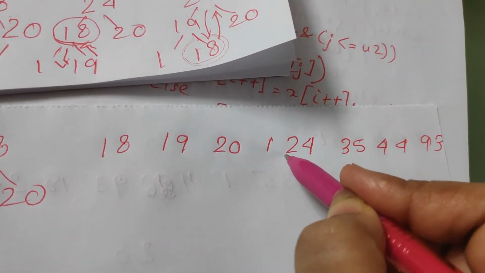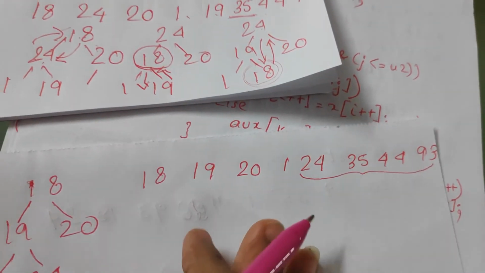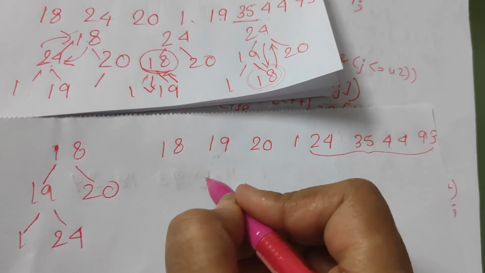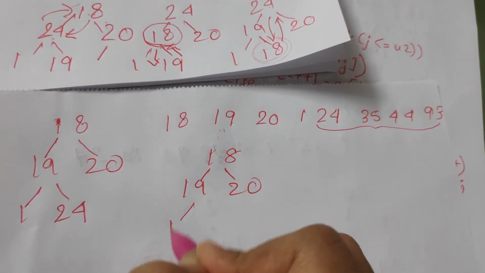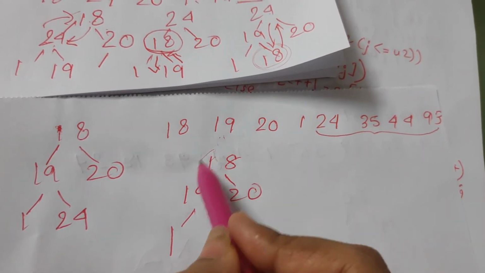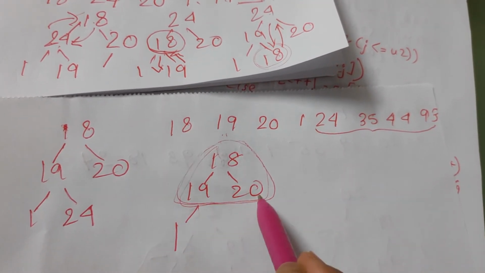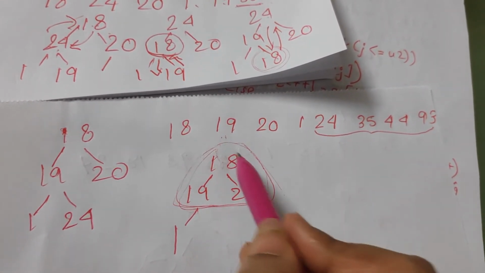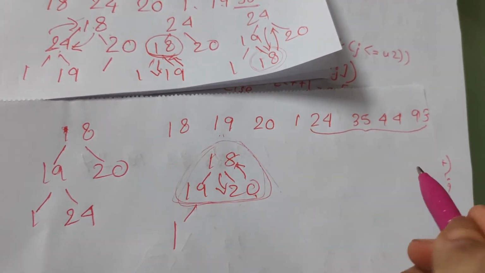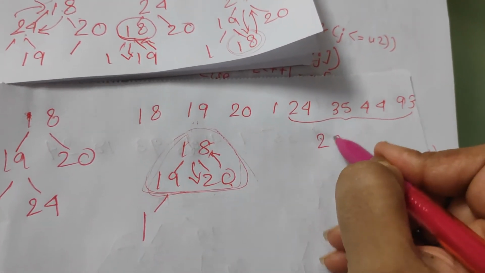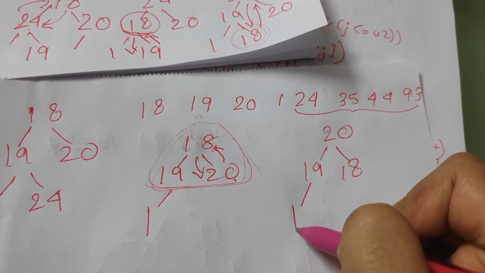So you see this last 4 nodes have already been sorted. So again we will continue with the 4 nodes that are there. So 18, 19, 20 and 1. Again we will start with the root node and we will find out whether it is creating a heap. No, it is not a max heap. So 18 will be replaced with 20, which is the maximum out of these 3. So 20, 19, 18 and 1.